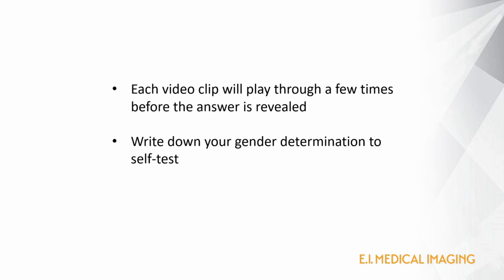Each video clip will play through multiple times. Note that they are of varying lengths, so this will take a different amount of time for each image. Write down your answers to the self-test. The correct gender identification will be revealed once the loop has finished.